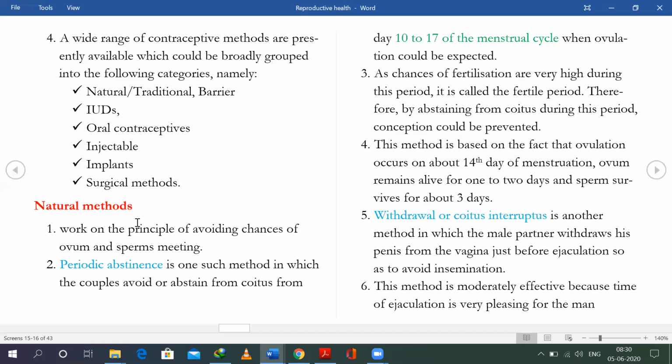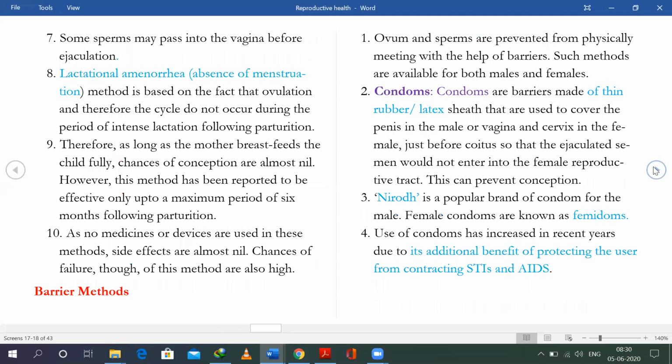And when I take the natural methods, we have three natural methods. One is periodic abstinence, and there is something called withdrawal or coitus interruptus. This is the second one. And the next one that we have is lactational amenorrhea. Lactational amenorrhea means absence of menstruation. So all these three methods are called natural methods.